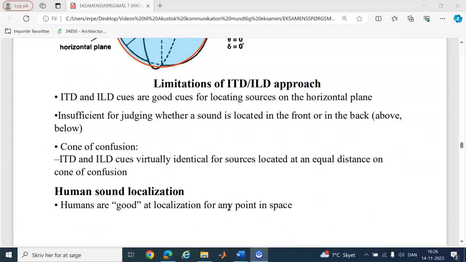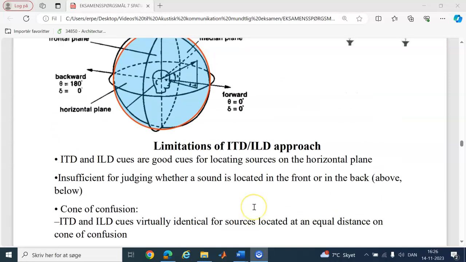The limitations of the ITD-ILD approach. ITD and ILD cues are good cues for locating sources on the horizontal plane, but insufficient for judging whether a sound is located in the front or in the back, above or below.